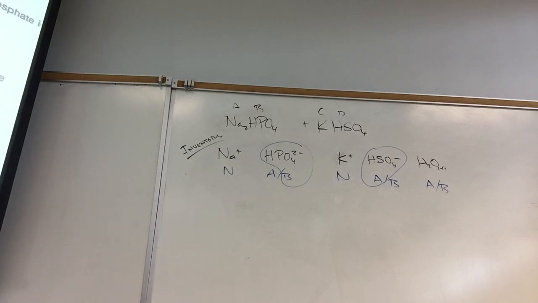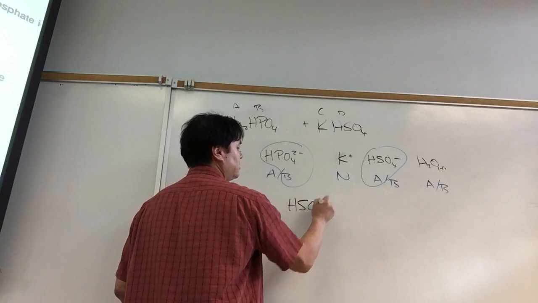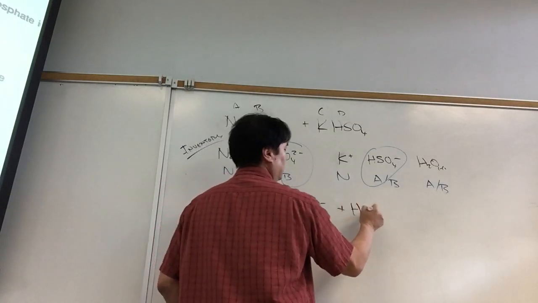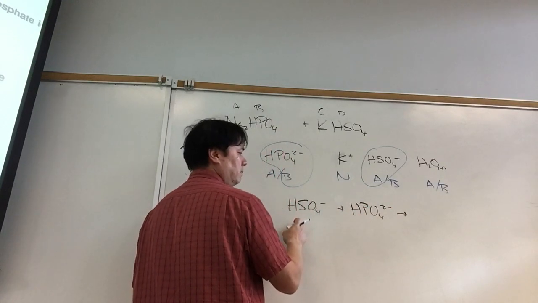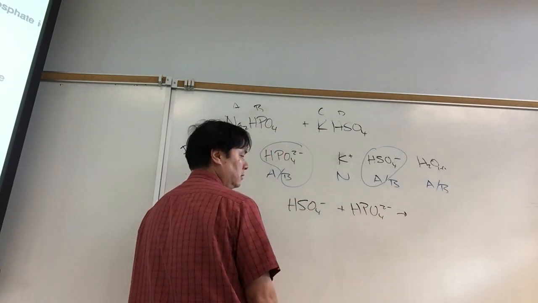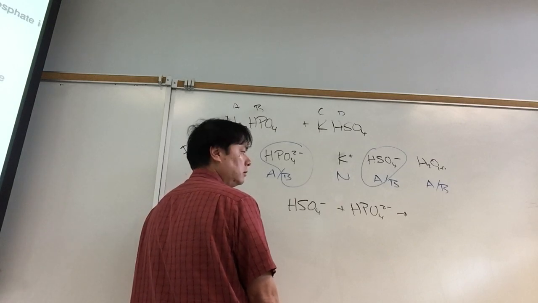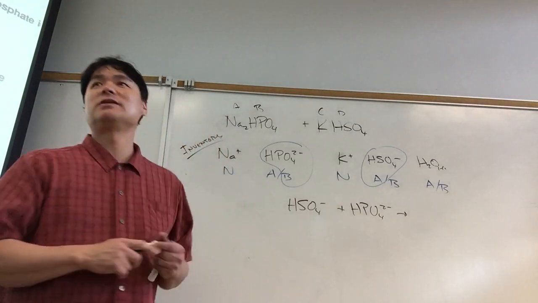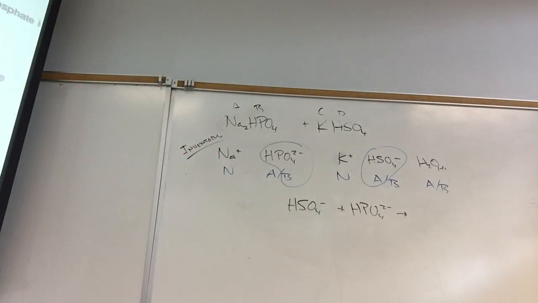And so let's come up with the reaction here. The acid is going to lose the proton, so HSO4 minus. The base is going to gain the proton, HPO4 2 minus. So we have an acid-base reaction. What are the products? Water. There's no water in this acid-base reaction. You usually memorize that pattern: acid plus base yields water plus salt, right? That pattern doesn't work for these.